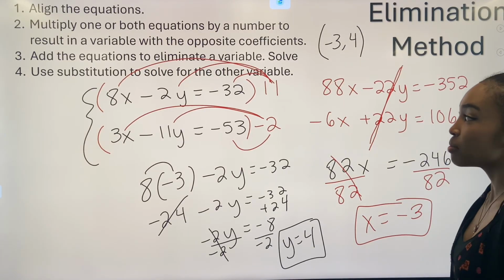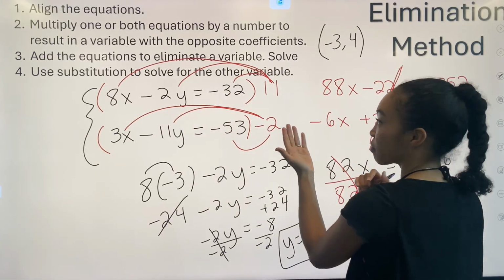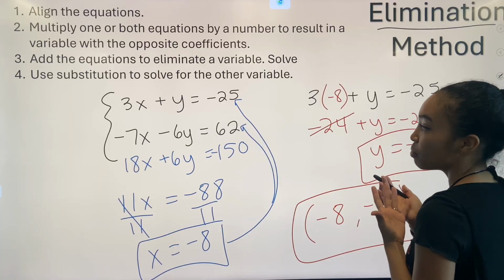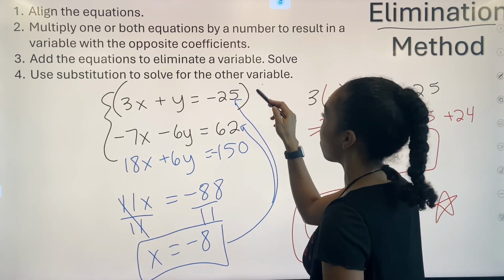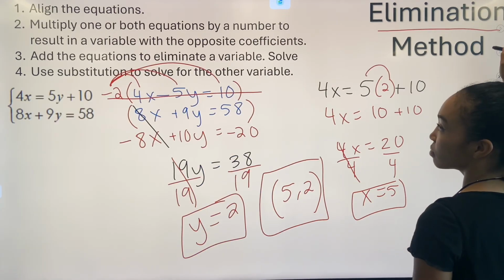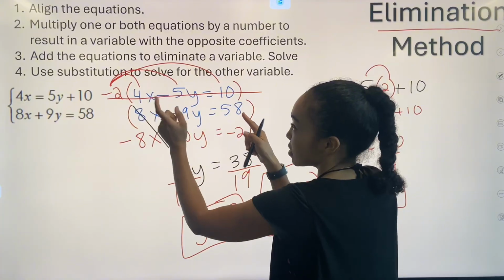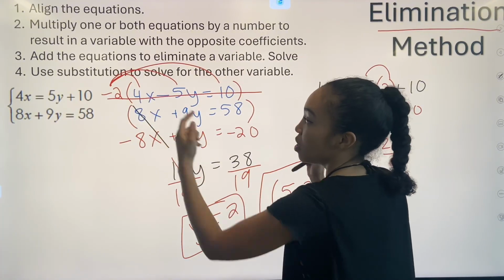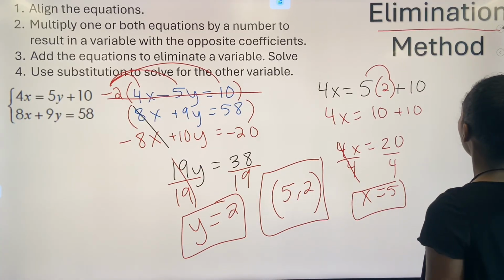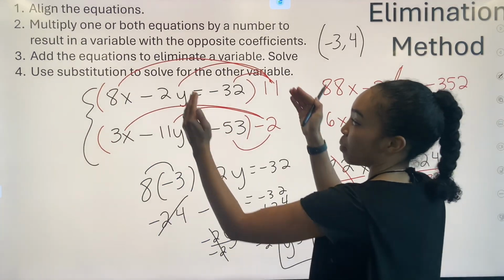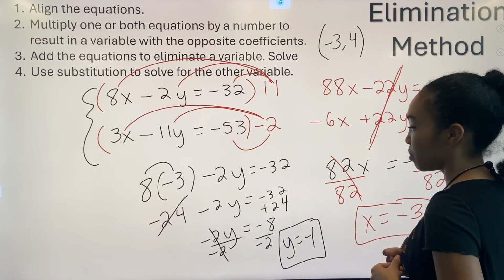So sometimes you'll have to multiply both equations by a number. In this problem, we only multiplied one of the equations. We just multiplied this top one by 6. And in this one, we just multiplied one of the equations by a number. In this case, we multiplied this one by a -2. So sometimes you're just gonna have to multiply one equation to eliminate a variable, or you're gonna have to multiply both equations by numbers to eliminate a variable.